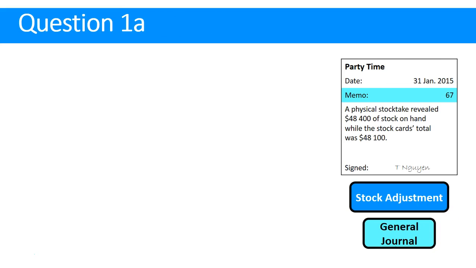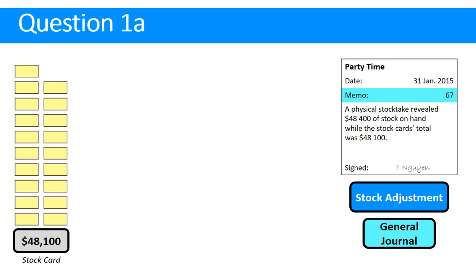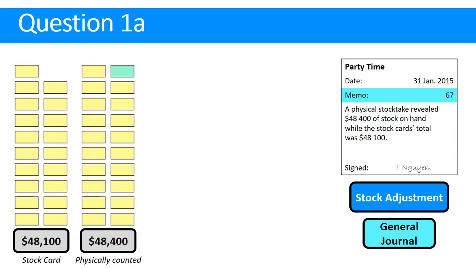The second document was the memo regarding the stock take. So we can see we've got $48,100 in the stock card, yet we go into a stock take and there's $48,400 physically counted. So just doing the basic maths there, we can see we've got a very small stock gain of $300.